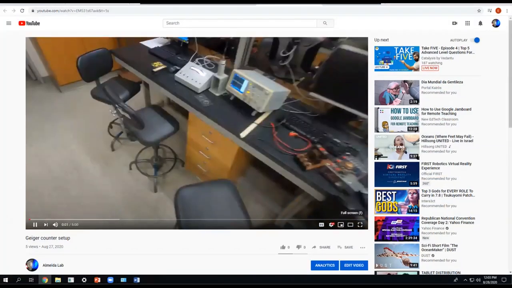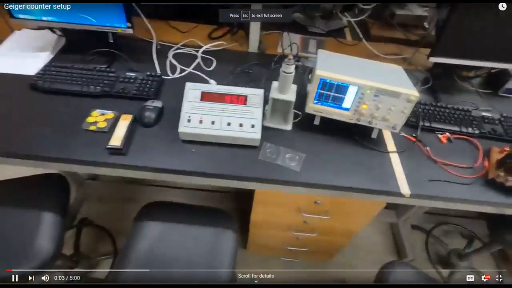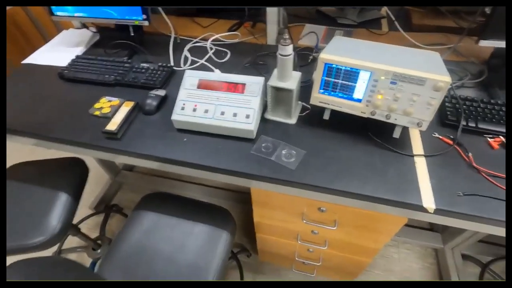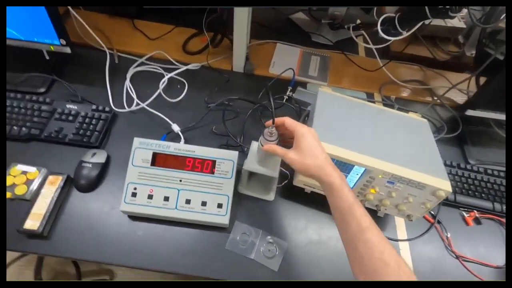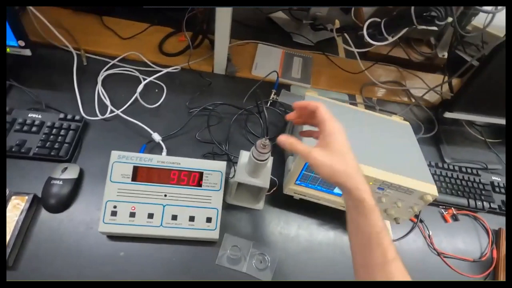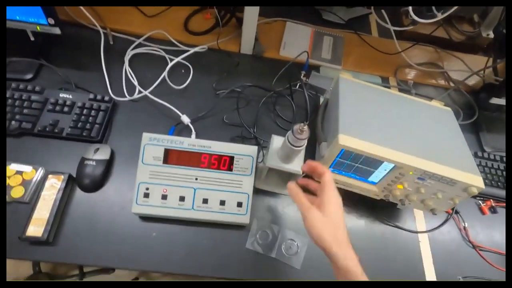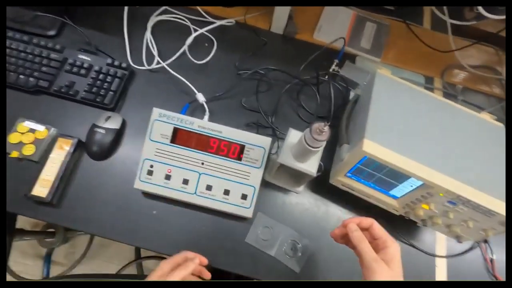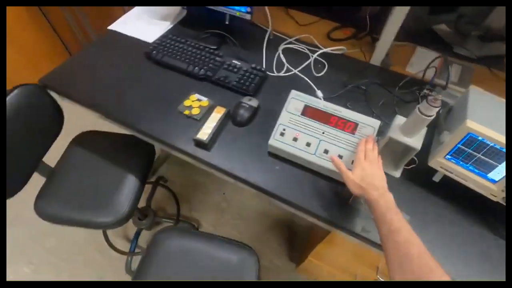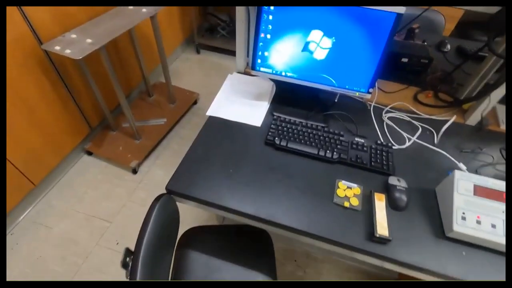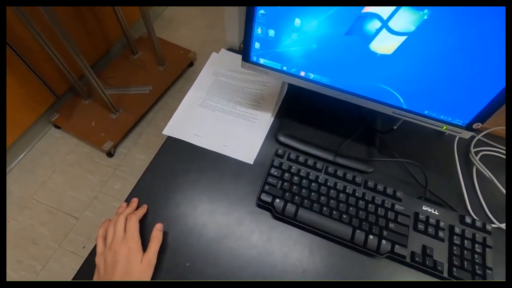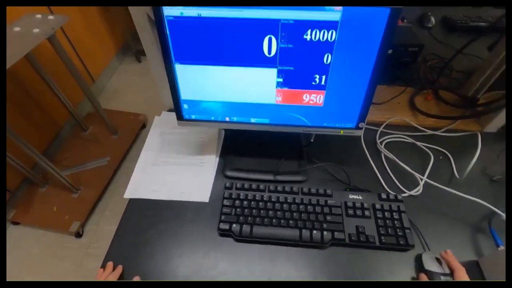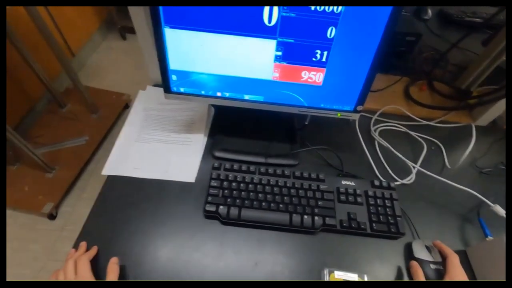All right, so here's the Geiger counter setup that you'll find on your workstation. So this is the counter. There is a high voltage coming out here, so never touch this area, but it's relatively safe. We have the controller, and now to open the software, we open the STX X64. Okay, so this is the software. It's quite intuitive.